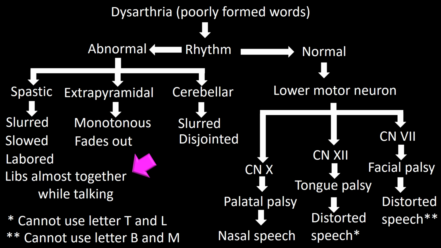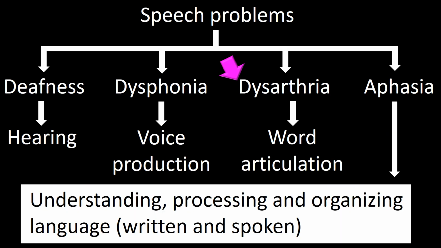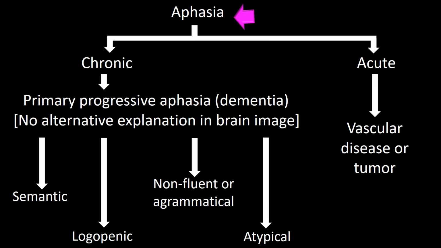The lips in these patients are held almost closed when talking. Having talked about dysarthria, we will talk about aphasia. Aphasia is a dominant hemisphere problem, the left hemisphere being dominant in about all right-handed people and most left-handed people. For this discussion, we will assume the left hemisphere as dominant.